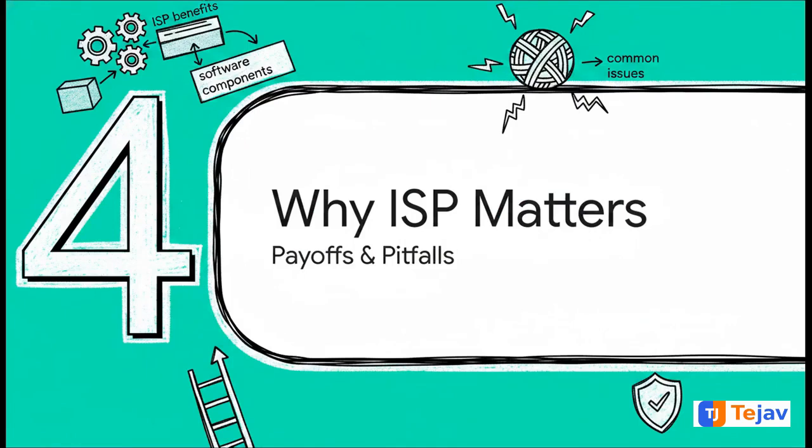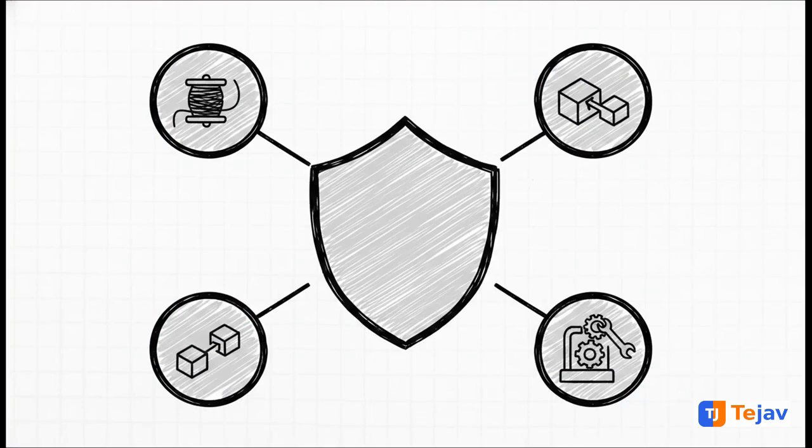Okay, so this is the so what moment. Why should you actually care about this? Let's talk about the real benefits of using ISP and the common mistakes you really want to avoid. The payoffs here are huge. First off, you get a much cleaner design. This makes your whole system more flexible, and, this is the big one, decoupled. That means a change to, say, the Flyable interface won't accidentally break something totally unrelated like our Fish class. And all of this makes your code so much easier to understand and maintain in the long run.